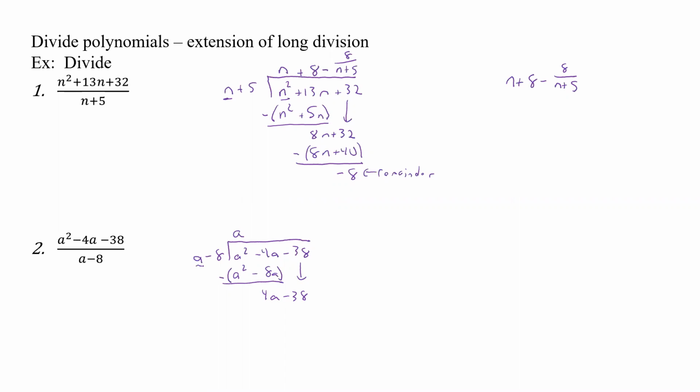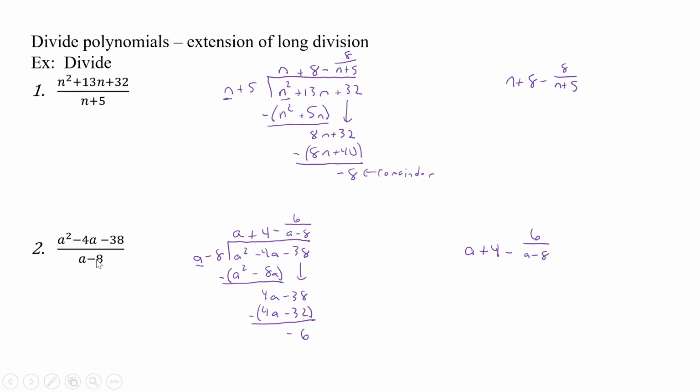Now we're looking, again, just at the first thing. So a times what will give us 4a? Well, times 4. So now we take 4 times that, so that's going to give us 4a minus 32. Again, we're going to subtract the whole thing. So 4a minus 4a is 0, which is what we want. Now we have minus 38 plus 32, so that's going to give us minus 6. And so that's going to give us minus 6 over our divisor of a minus 8. And so our answer is a plus 4 minus 6 over a minus 8.